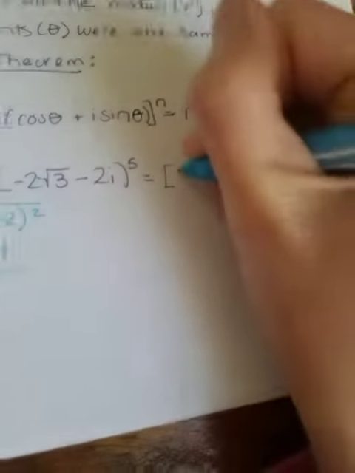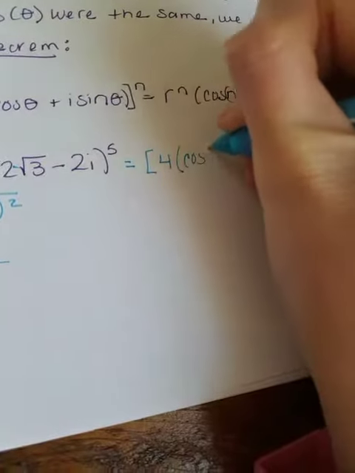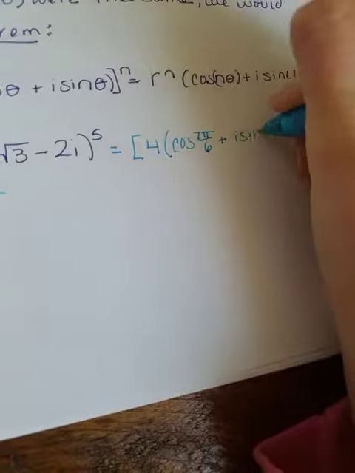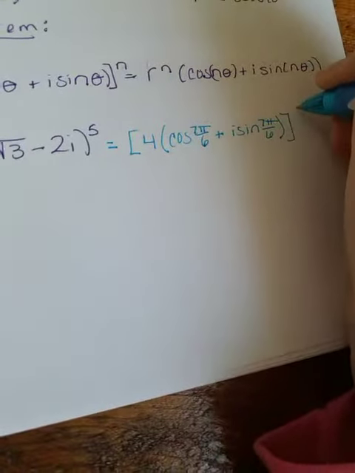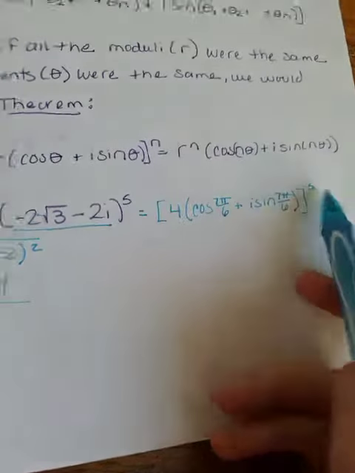We're going to have 4 as our r, and then it's cosine of 7 pi over 6 plus i sine of 7 pi over 6. And again, we're just taking the standard form and rewriting it. It's to the 5th because that's what they asked.